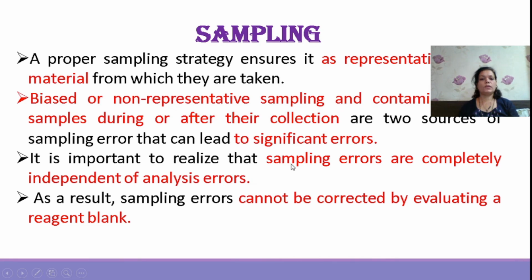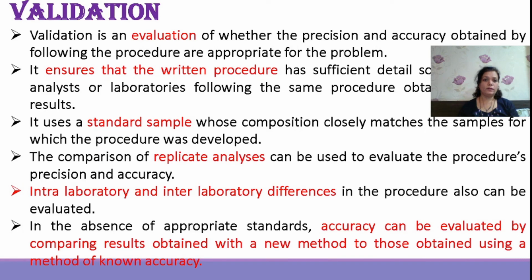So it is very important to realize that sampling errors are completely independent of the analysis errors. So if you pick up the wrong sample, that is not the mistake of analysis. Okay, so you have to repeat it again. So as a result, sampling cannot be corrected by evaluating a reagent blank. So you have to learn properly, depending upon the state of the sample, gaseous, liquid and solid, there are various types of sampling methods where we can find the proper method so that the sample can represent the whole material.